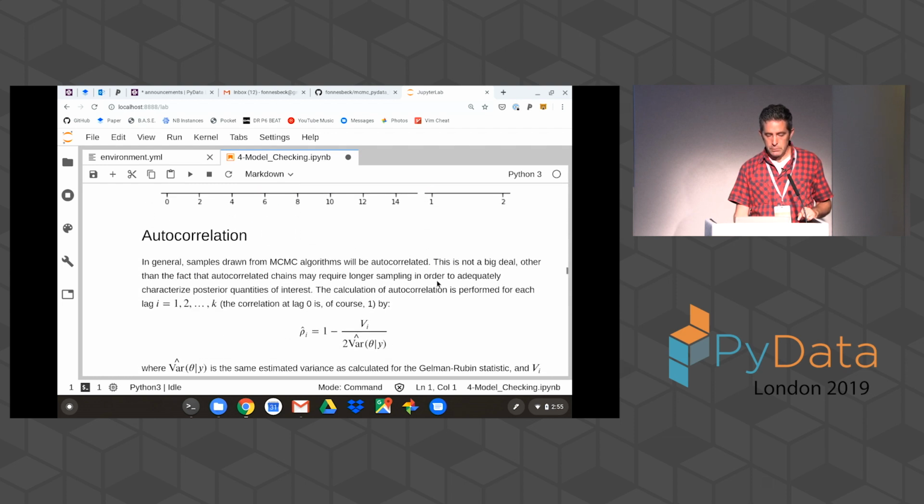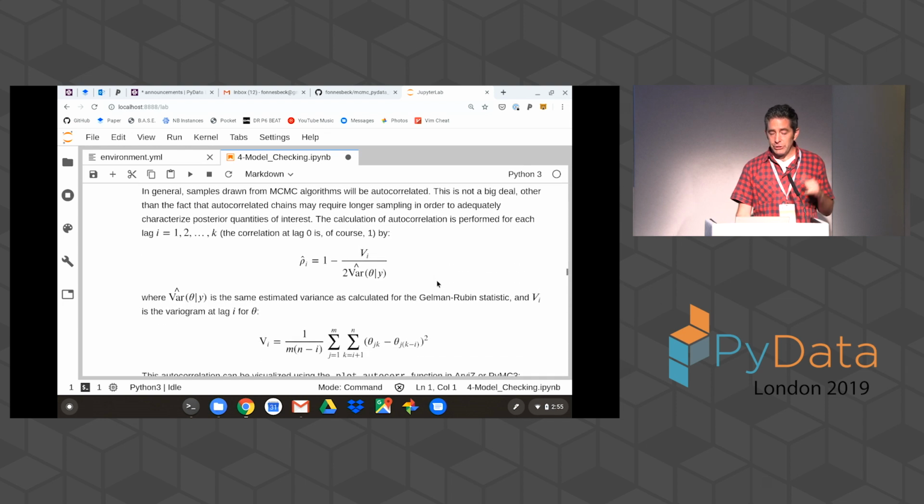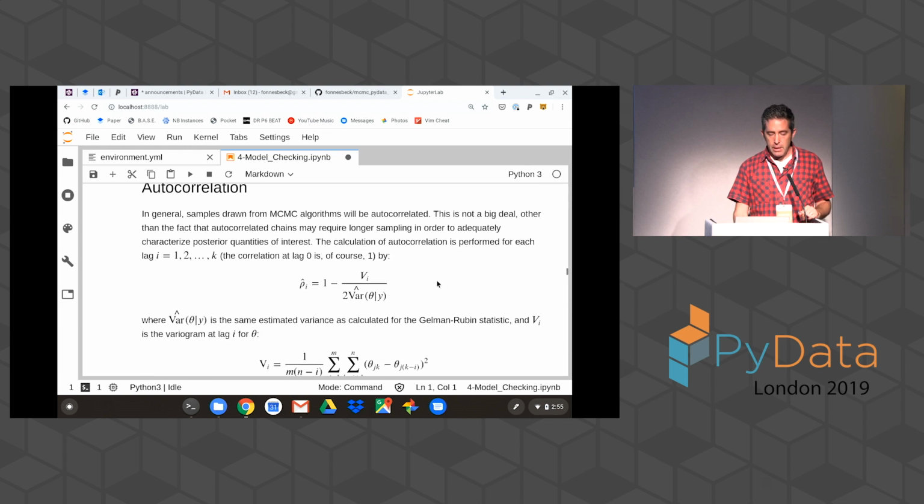Okay. Autocorrelation is another nice diagnostic. Autocorrelation isn't always a huge deal, and you can expect some autocorrelation because these are, after all, Markov chains. They're dependent samples.